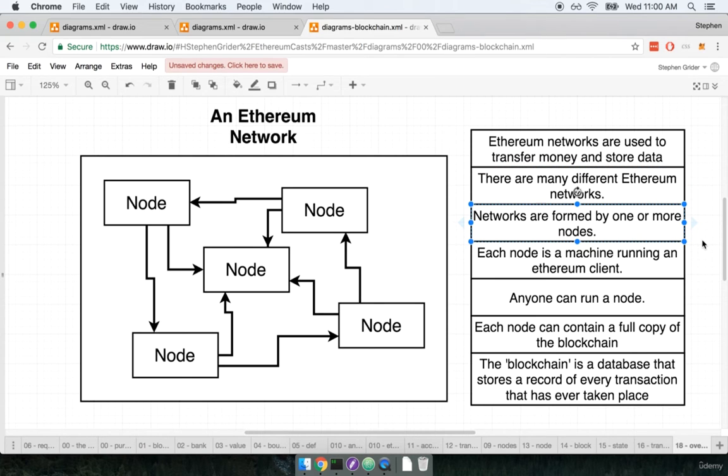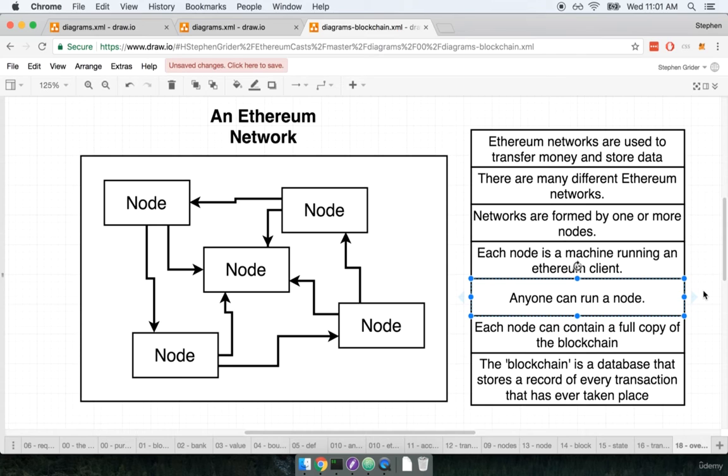Next, networks are formed by one or more nodes. And this goes coupled with the next note on here. A node is a machine that is running an Ethereum client. When I say machine, I'm talking about a desktop or a laptop or any type of computer, really. So we take a node, we install some software on it, we run that software, and then it connects to an Ethereum network and starts becoming a part of the network overall. All these nodes connect together to form the actual network.